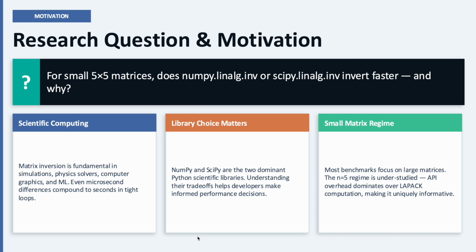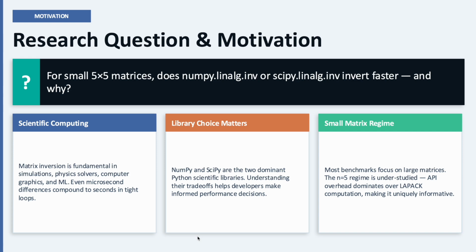The second part is that NumPy and SciPy are both very popular scientific libraries in Python, and developers choose between them. Understanding the performance trade-off not only in theory but in practice helps them make better choices.